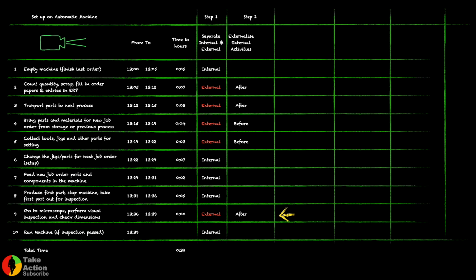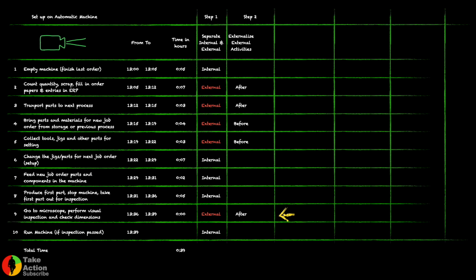And this is the external activity. This we can easily externalize, so that we perform this activity while the machine is running. Here we might have to talk with the quality department and show the risk analysis: how many times in previous years, or in the last year, has it happened that the first few parts were defective.